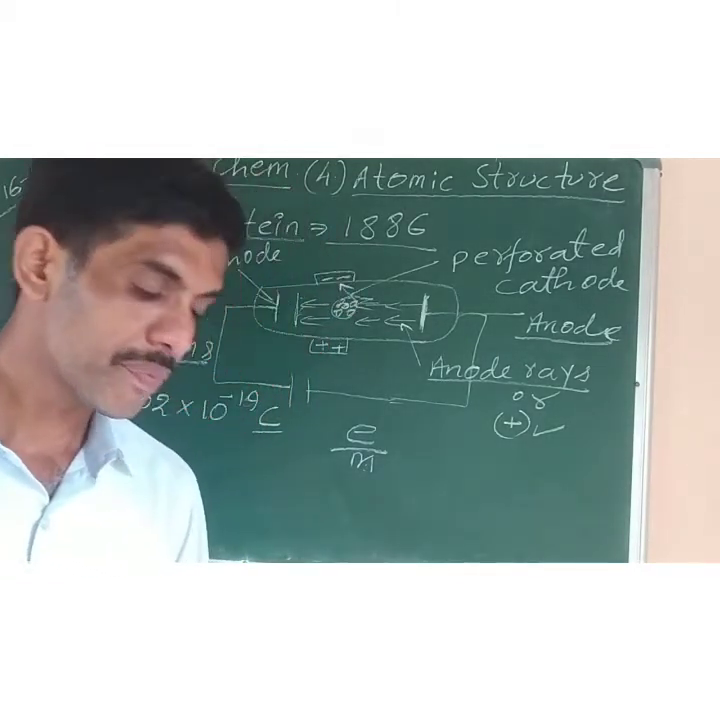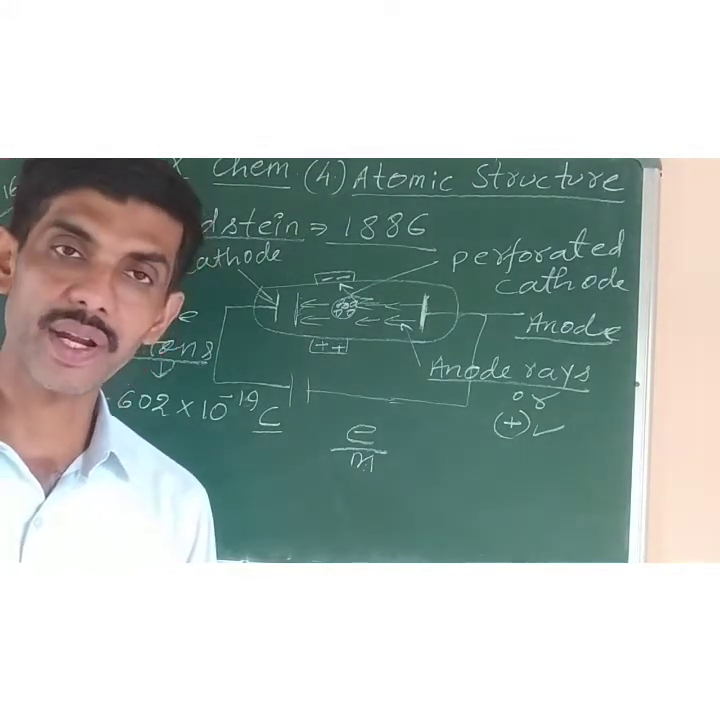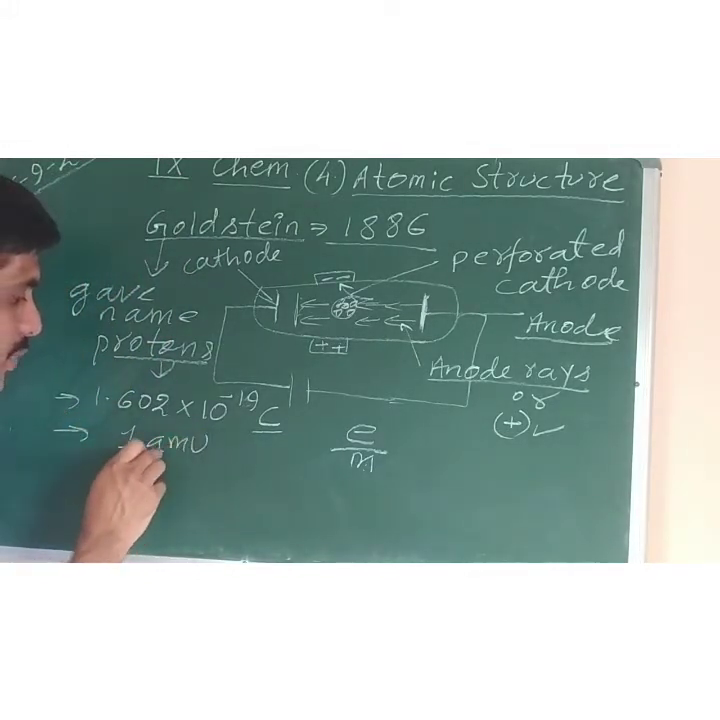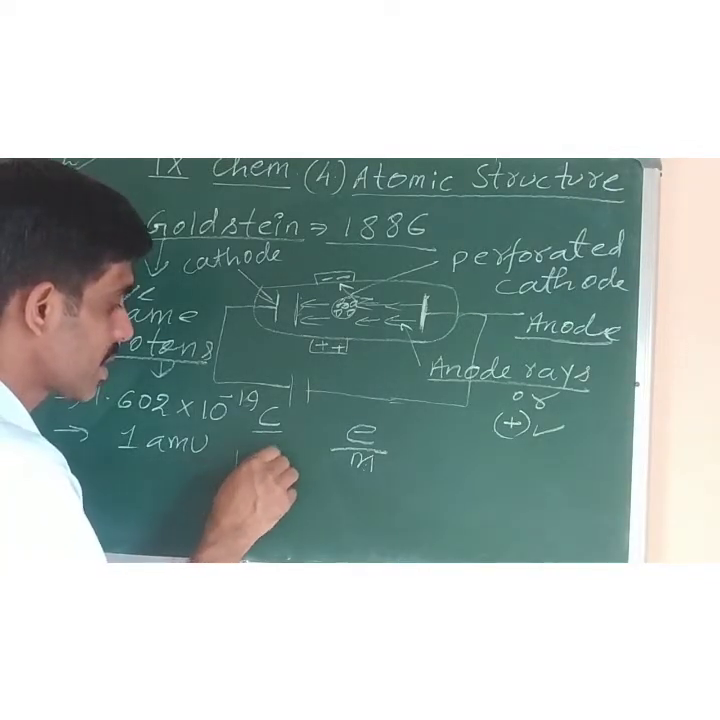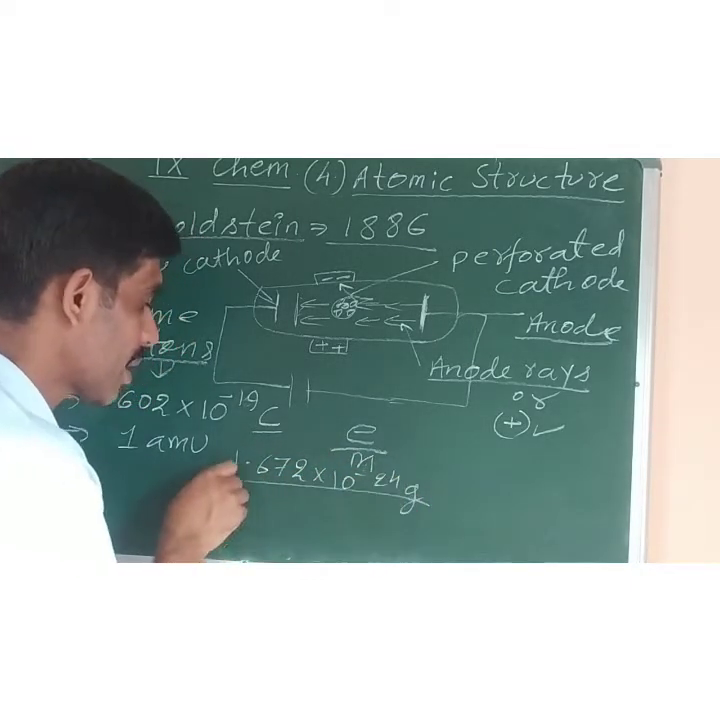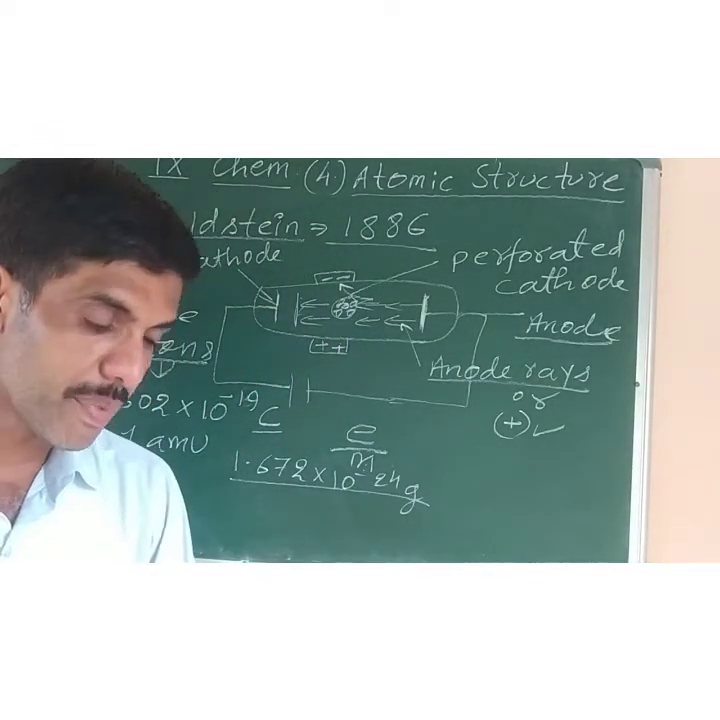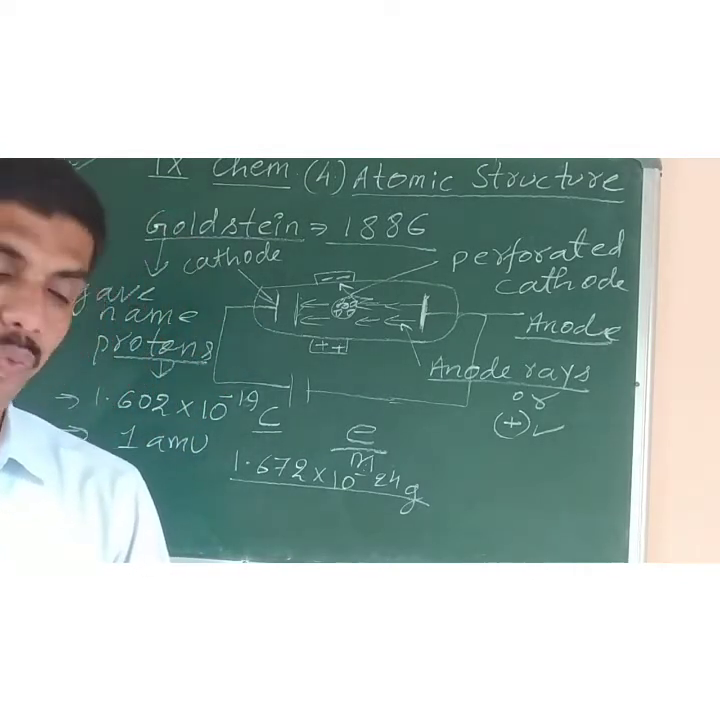Then we have number two, its mass. The mass of a proton is the same as the mass of a hydrogen atom, that is equal to 1 AMU. AMU stands for atomic mass unit, which is taken as 1.672 into 10 to the power minus 24 grams. So that is the mass of one proton. 1 AMU is 1 by 1837 times the mass of one electron.